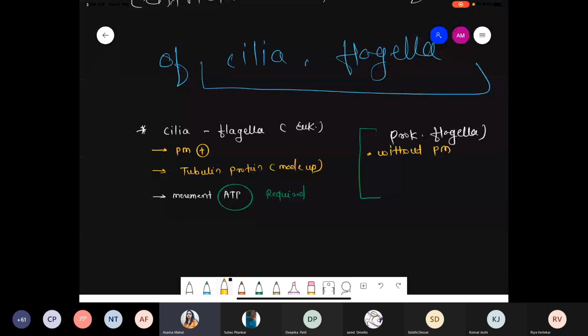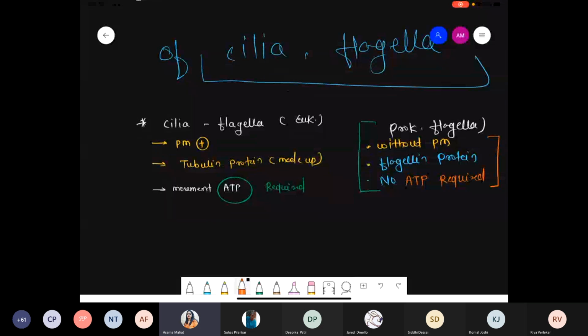Prokaryotic flagella are without plasma membrane. Another one, they are made up of the flagellin protein. And number three, no ATP is required for the movement. Got it? So these are exactly the major differences between the prokaryotic flagella and the eukaryotic flagella.